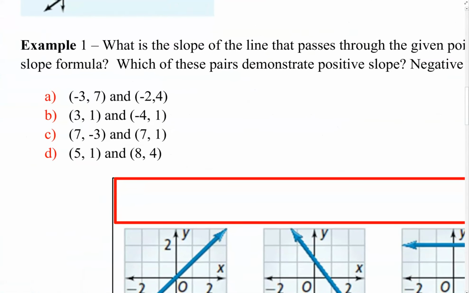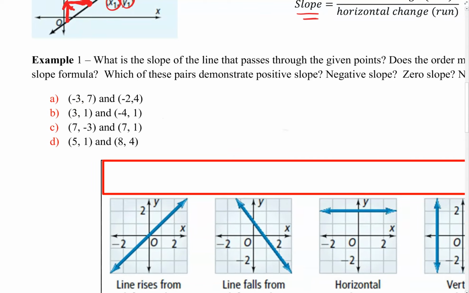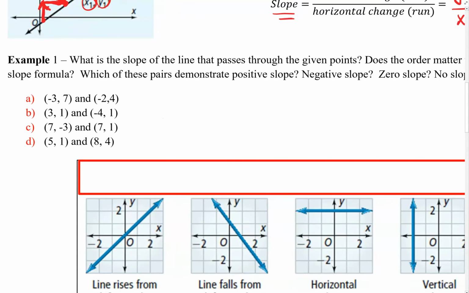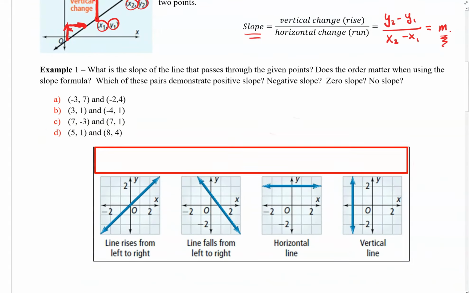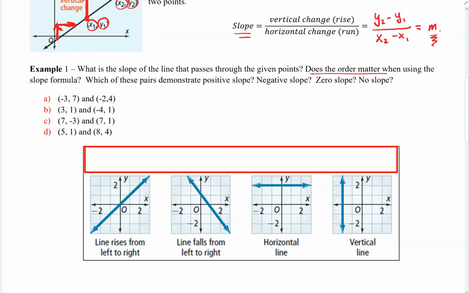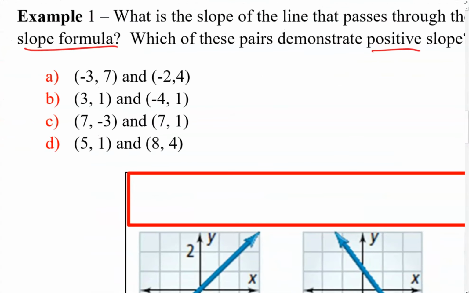So, for example, what is the slope of the line that passes through these given points? And does the order matter when using the slope formula? And finally, which of these pairs demonstrate positive slope, negative slope, zero slope, or no slope at all? So I'm not saying that all 8 of these points lie on the same line. I'm just picking 2 that lie on a line in 4 different examples.